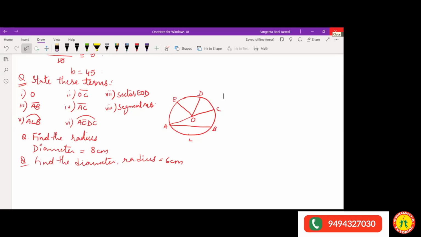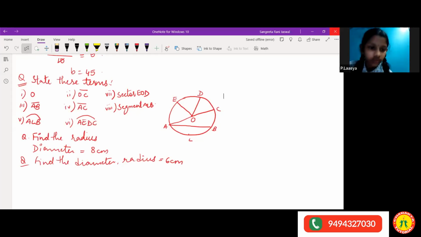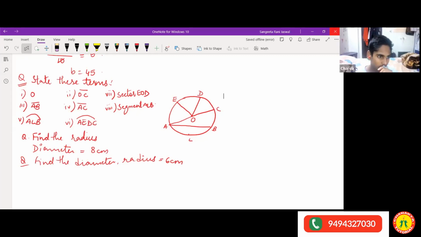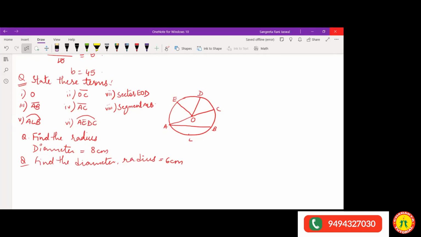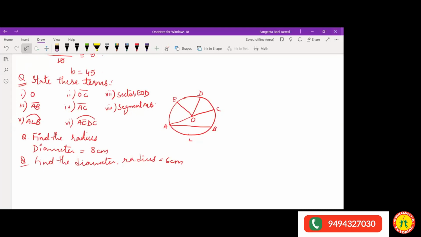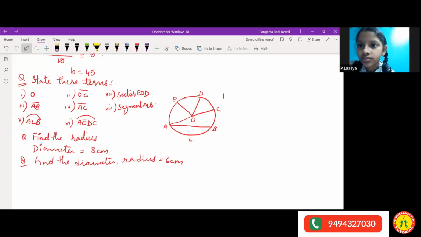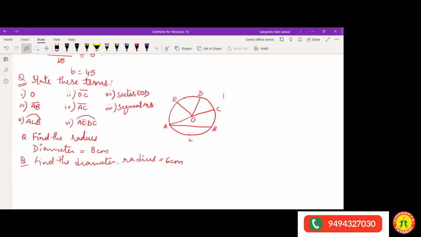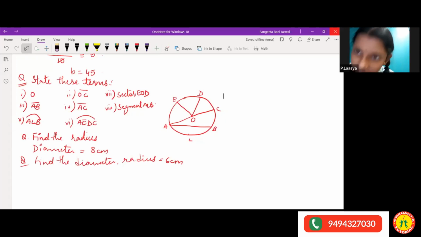Okay, Chadwick, you show me where is line segment AC. Show me your notebook. Line segment AC in your figure. Show me the figure. What do you call the line segment AC? What is AC? The diameter.